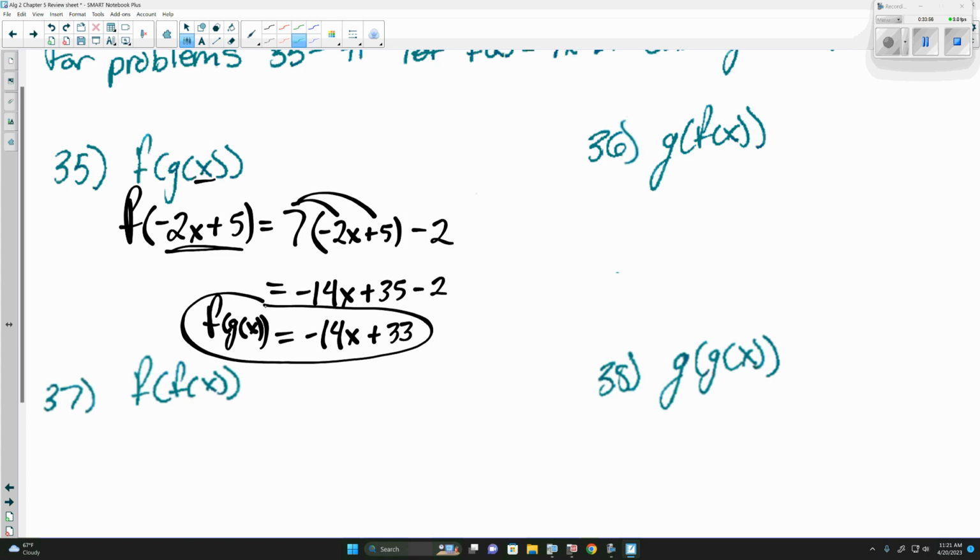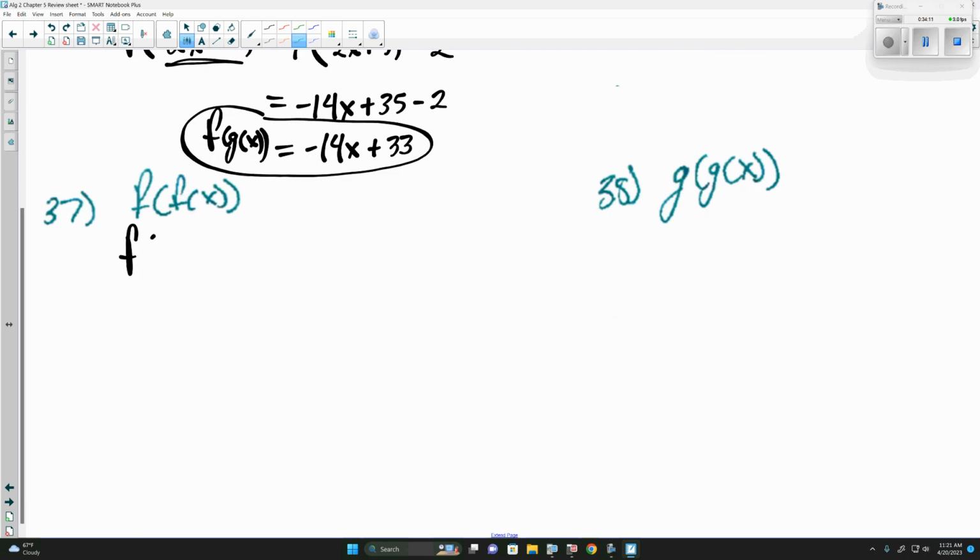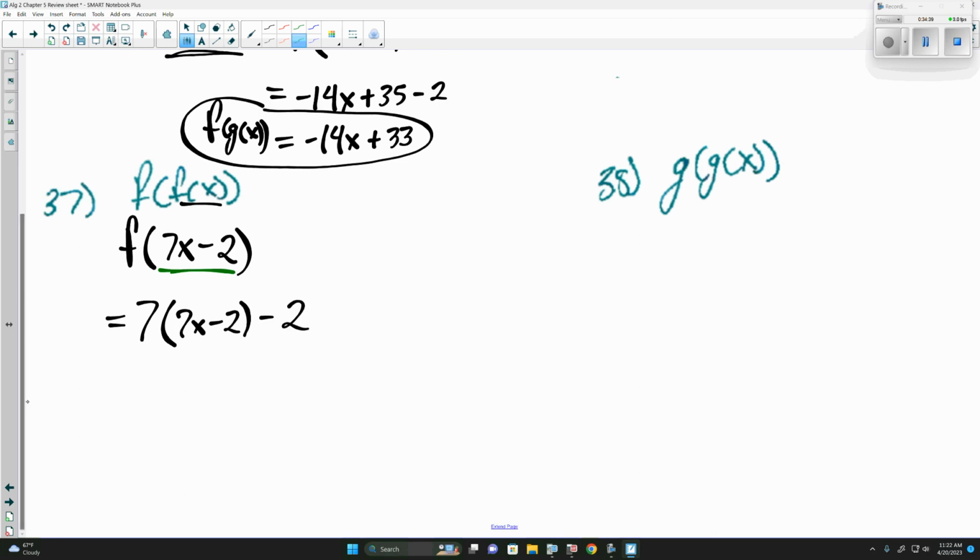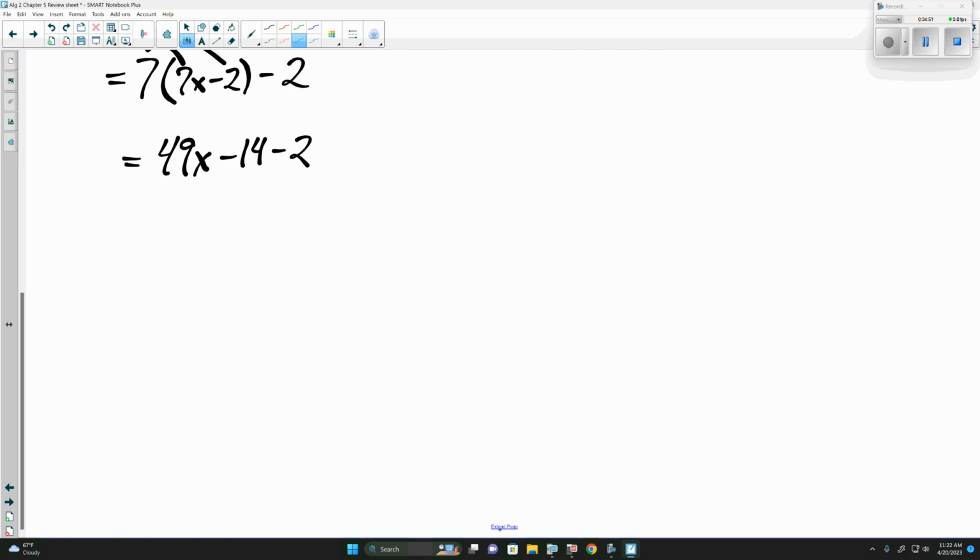Any questions on number 35? Same thing for 36. Do we want to look at 36, 37, or 38? 37, f of x. So the first thing we're going to do is plug x into f of x, which would give us 7x minus 2. It would give us that function. Now at this point here, we're going to plug 7x minus 2 into every x in f of x. So we would have 7, instead of x, we'd have 7x minus 2 minus 2. Now at this point here, we would distribute the 7. 7 times 7x is 49x. 7 times negative 2 is negative 14 minus 2.